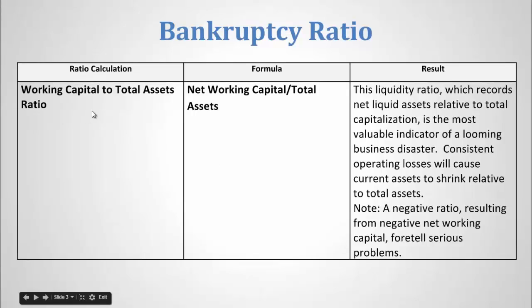Let's look at the working capital to total assets ratio. The equation is net working capital divided by total assets. This is a liquidity ratio, we have already seen that. This liquidity ratio, which records net liquid assets relative to total capitalization, is the most valuable indicator of a looming business disaster.